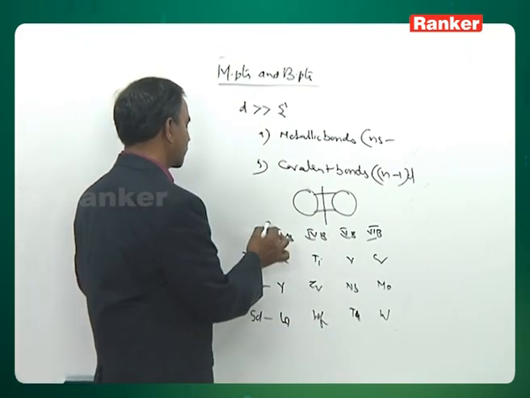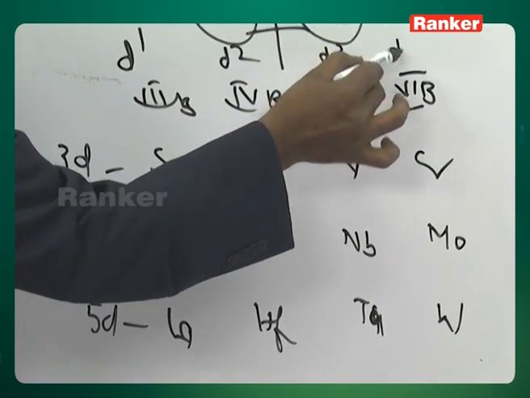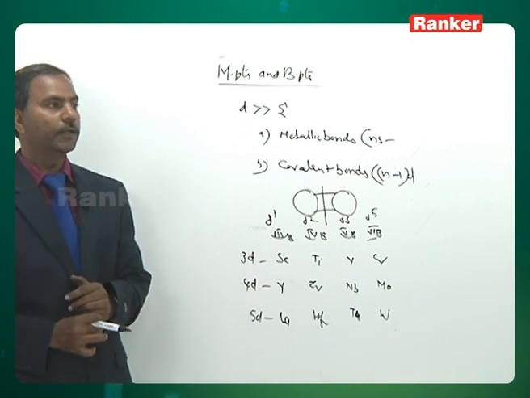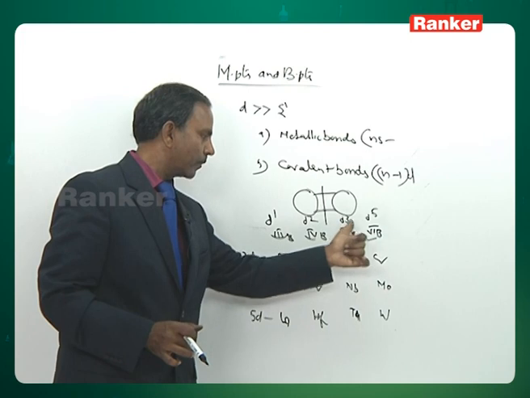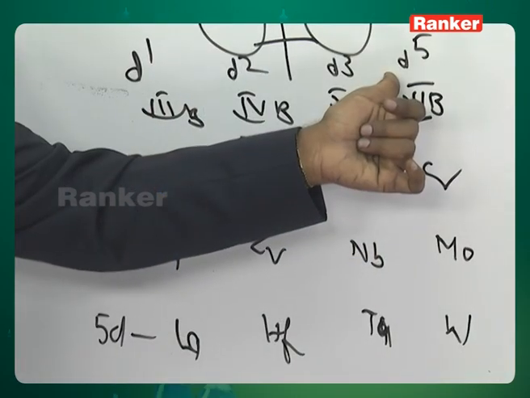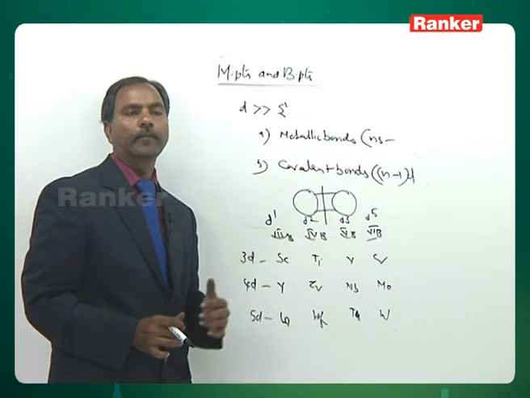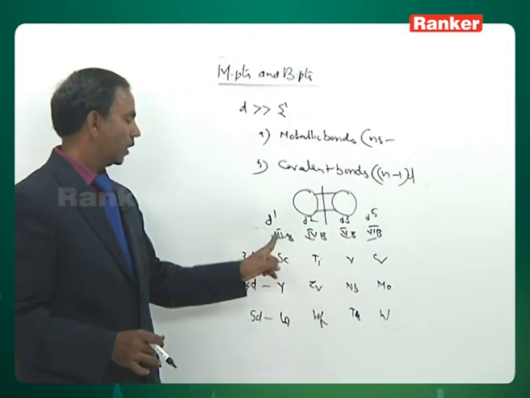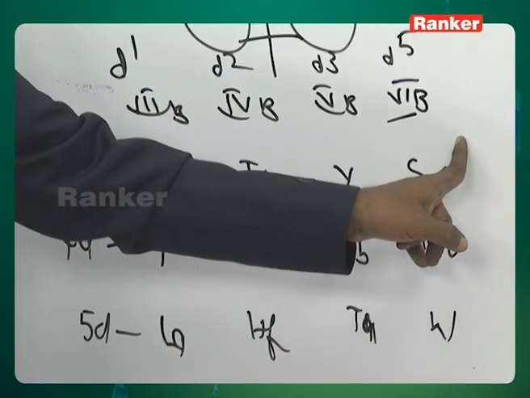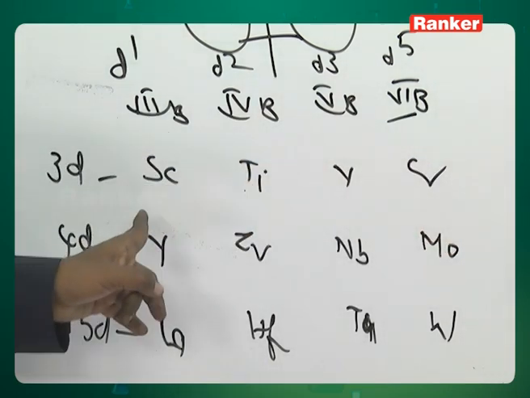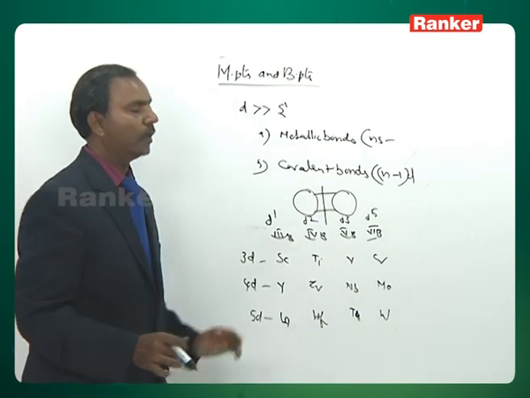So here the configuration goes from d1 to d2 to d3, up to chromium with d5. This is the electronic configuration. What I said: the element carrying more unpaired electrons is capable of forming more covalent bonds, and will have greater melting and boiling point. Therefore, from the third B group to the sixth B group, the number of unpaired electrons in d orbitals increases, so it is capable of forming more covalent bonds, and melting and boiling points gradually increase.